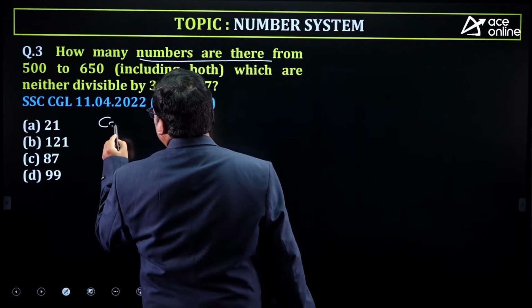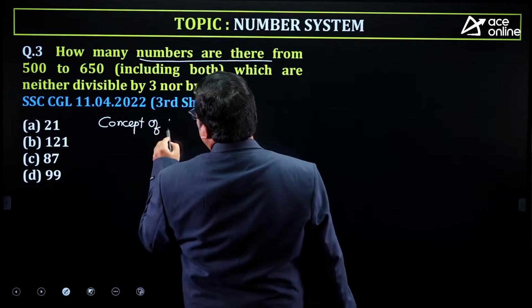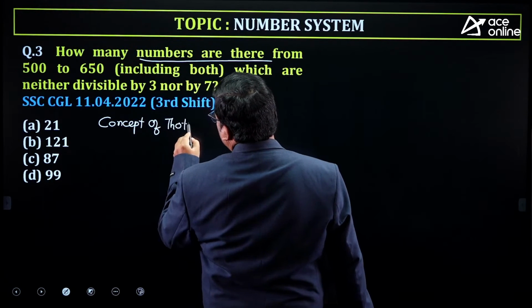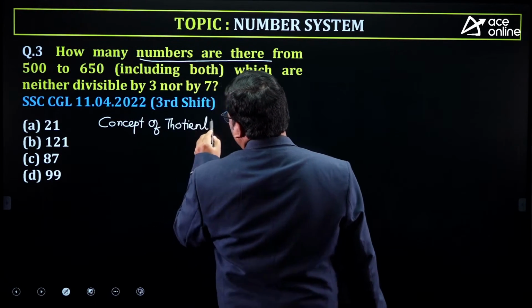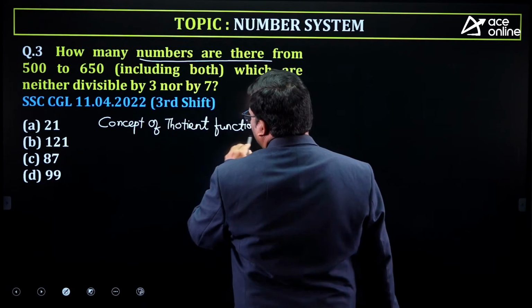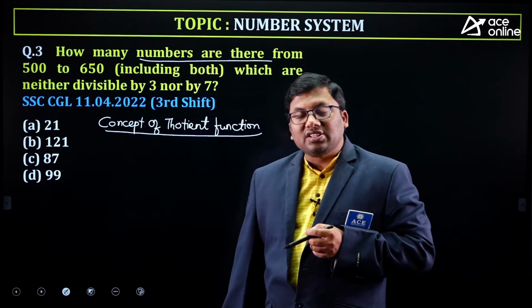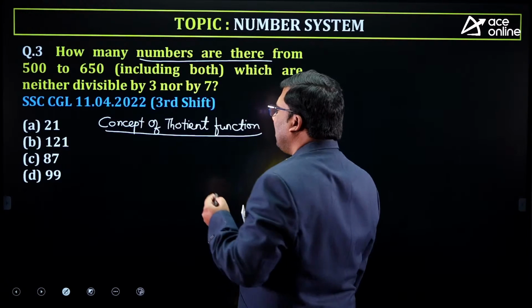Concept of Totient function. A very, very important property, which will help us in saving a lot of time. I will take an example.